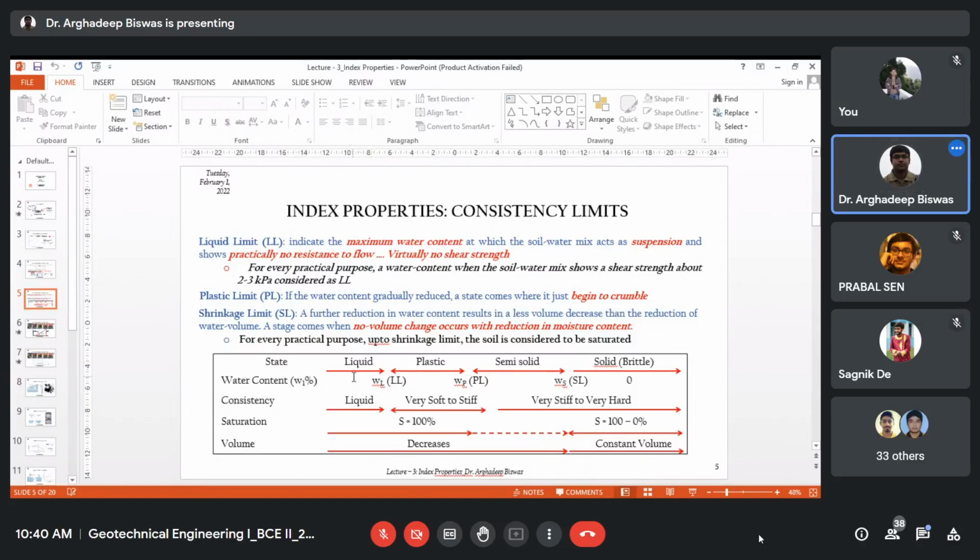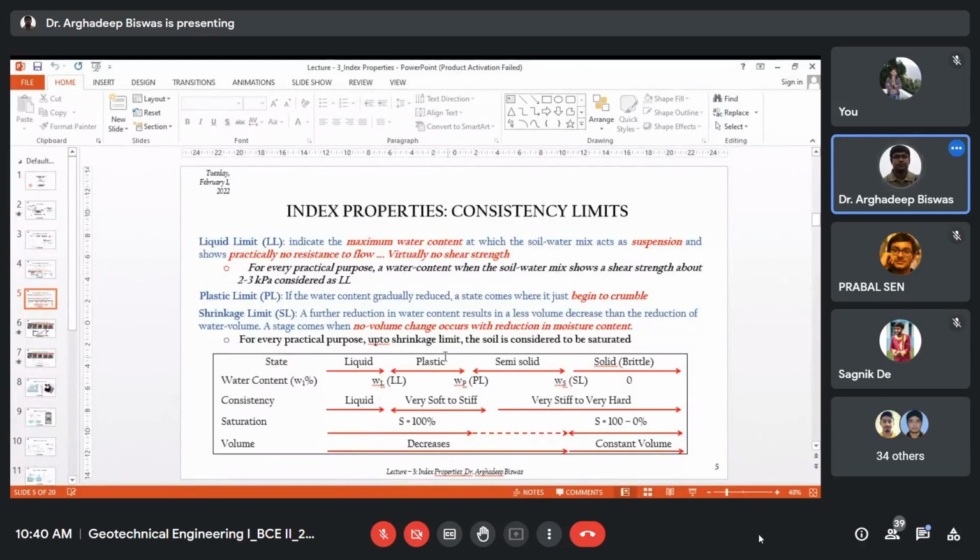In the liquid stage, you have excess water content, and in that state you don't have any shearing strength. The soil-water mix is almost behaving like a liquid, 100% saturated. Now you gradually reduce your water content. This is the boundary water content, where you are provided with some shearing strength. That is the liquid limit water content. You are still in the saturated zone and the volume is decreasing.